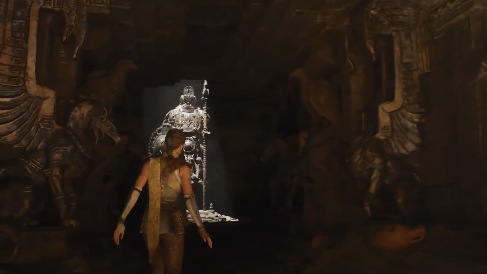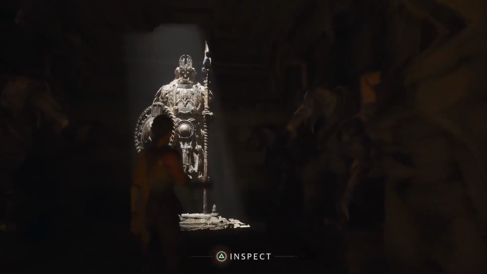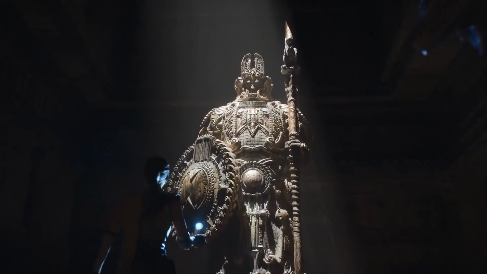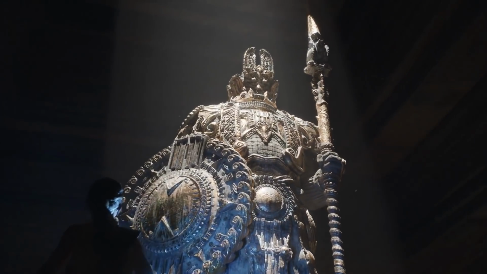Remember we mentioned high-poly assets? This statue was imported directly from ZBrush and is more than 33 million triangles. No baking of normal maps, no authored LODs.